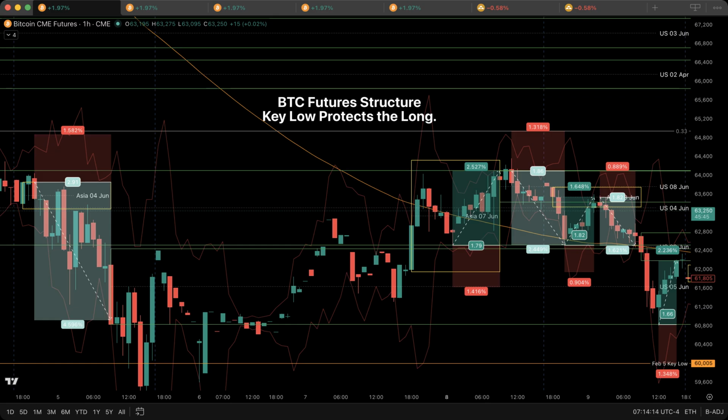But the stop must follow structure. Not the last green candle. Not the feeling that the bottom is in. If price cannot keep distance, protect more. If price keeps distance, let the remaining position work.